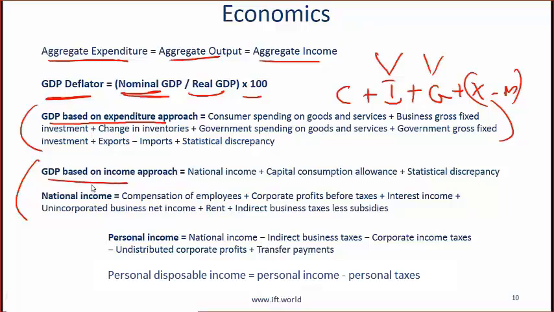And then GDP based on the income approach, it's the national income, plus CCA, this is a measure of the depreciation in an economy, plus statistical discrepancy. Generally, you don't need to worry about statistical discrepancy, or it will just be given to you and you add it to your calculation. And then just try to learn these other formulas, but the best strategy, as I keep saying, is do questions and then through the questions try to remember these formulas.